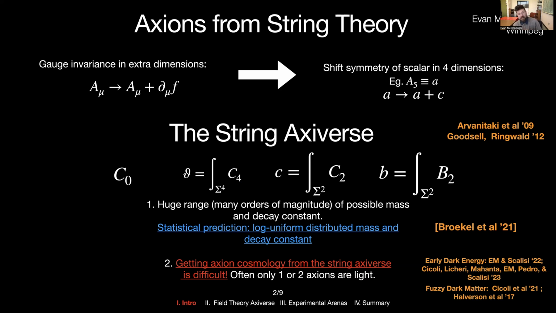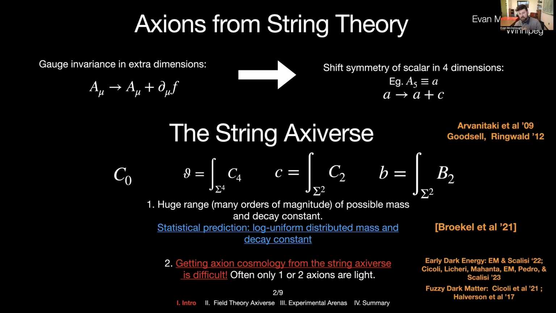String theory has more than just electromagnetism. It has p-form fields, I have 4-form fields, I have multiple types of 2-form fields, and I have a C0 axion as well. So I have all these different gauge fields which could be giving me axions, and I have all these different dimensions that I can do dimensional reduction over. This leads to a huge range of possible masses and decay constants. The approach usually taken is to try to make statistical predictions of the string landscape for what should be the axion mass and decay constants that we observe.